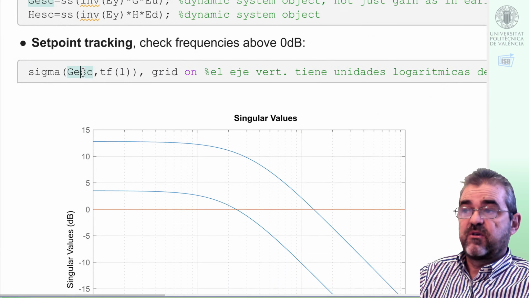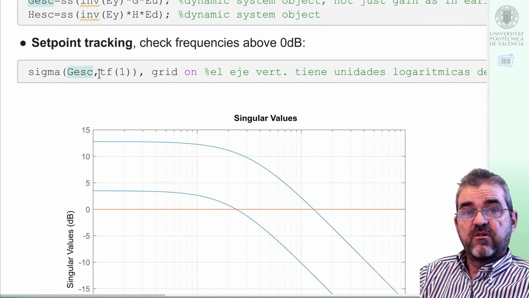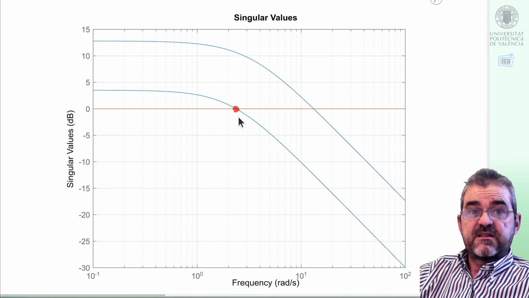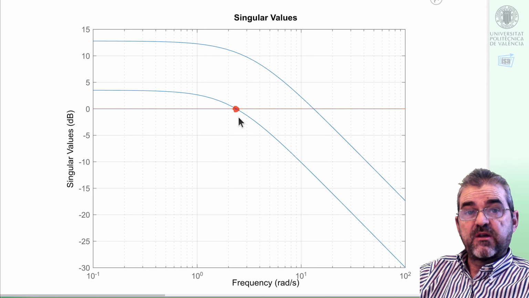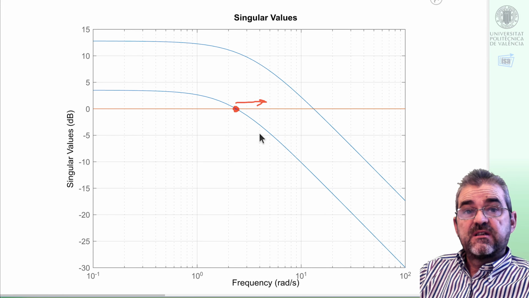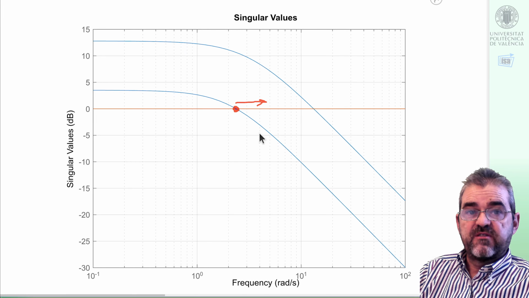Well, if we just plot the singular value plot as a function of frequency, and we compare with 0 decibels, 1 in logarithmic scale, then we get this singular value plot, which basically tells me that up to this frequency, 2.4 radians per second, extreme input maneuvers produce output increments larger than 1. But from that frequency onwards there is one maneuver, or two of them, in which extreme values of input cannot produce output increments of amplitude greater than 1, so our specifications will not be fulfilled.